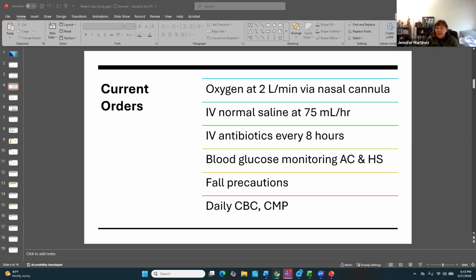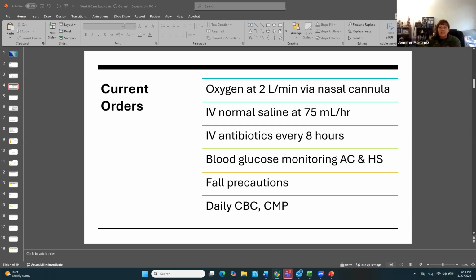So just curious, what is the difference between a CBC and a CMP? The CBC is like your blood count and platelets and hemoglobin levels. It'll give you a good idea if you have an infection or anything. And CMP is the metabolism and organ function.